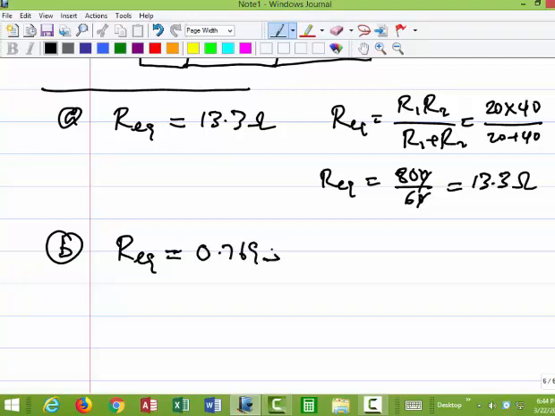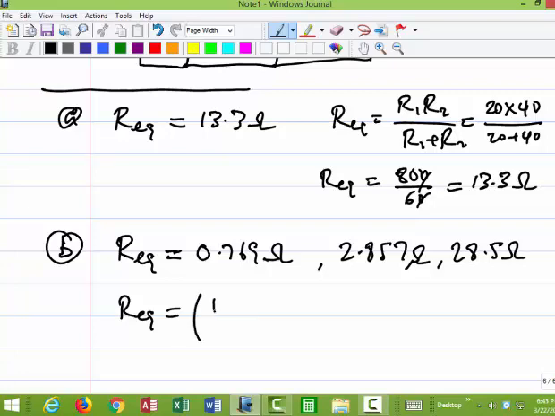0.769 ohms. Okay, so we can say R equivalent. Is everybody getting this result? 0.769. I got 28.57. Oh, 2.857 and 28.57. Three different answers. All right, so we use 1 over R1 plus 1 over R2 plus 1 over R3, and then do the inverse of that after you get it.